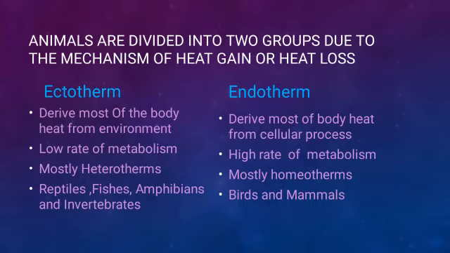Animals are divided into two groups due to the mechanism of heat gain or heat loss. Number 1, ectotherm. Number 2, endotherm. Ectotherms are those animals which derive most of their body heat from the environment, and endotherms are those animals which derive most of their body heat from cellular processes. Ectotherms have a low rate of metabolism, endotherms have a high rate of metabolism. Ectotherms are mostly heterotherms, endotherms are mostly homeotherms. Examples of ectotherms are reptiles, fishes, amphibians, and invertebrates, but endotherms include birds and mammals.